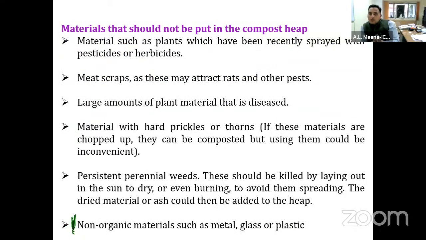Now, these are the materials which cannot be used for compost preparation. Plants which have recently been sprayed with any kinds of pesticides or herbicides, and meat scraps, as they may attract other kinds of pests, so we should avoid the use of meat scraps. Large amounts of diseased plant material should also be avoided. Material with hard prickles or thorns can be composted if chopped up, but we should not directly use the hard material. Persistent perennial weeds should not be used, because their seeds will not be destroyed by the composting process. And non-organic materials such as metal and glass should be avoided during composting.